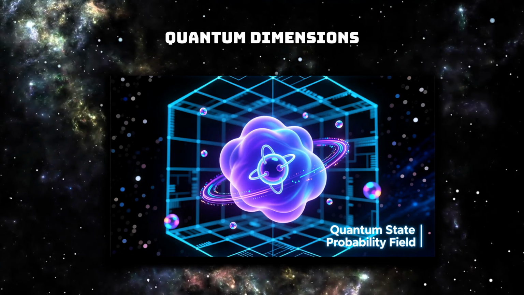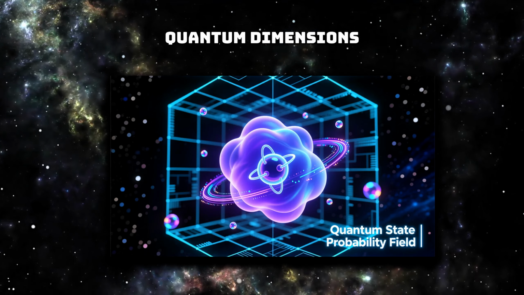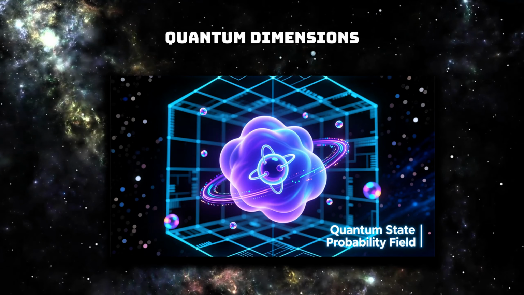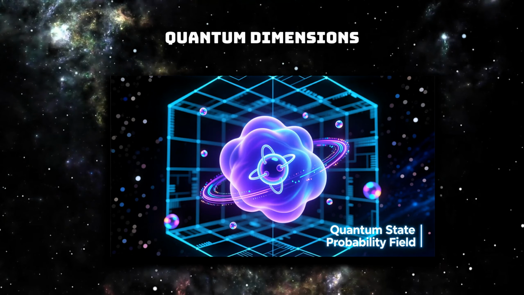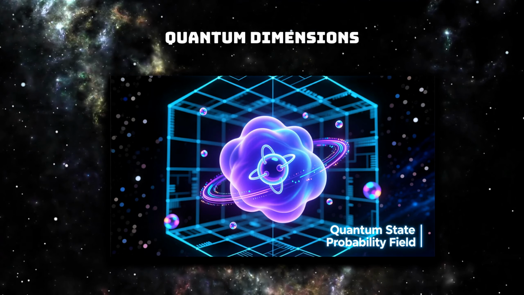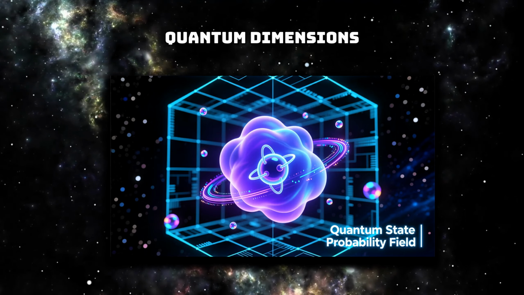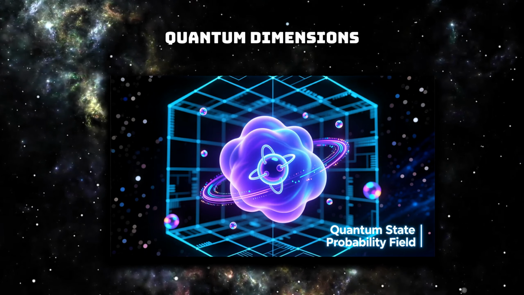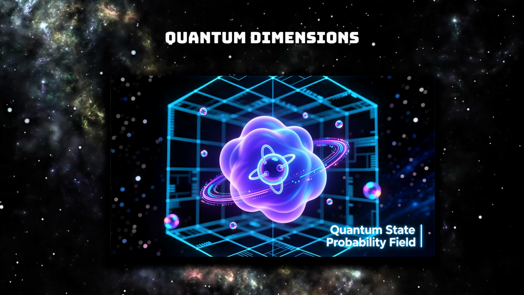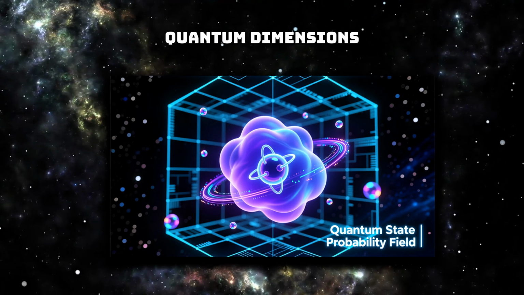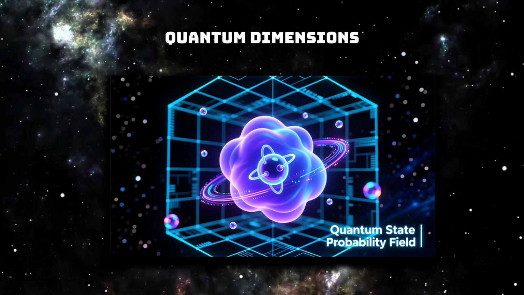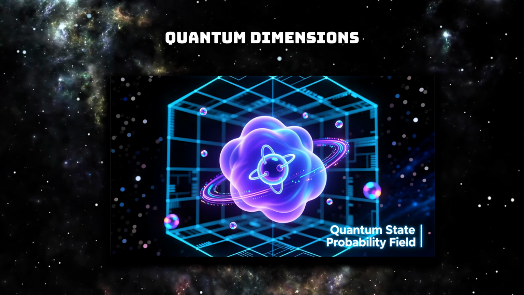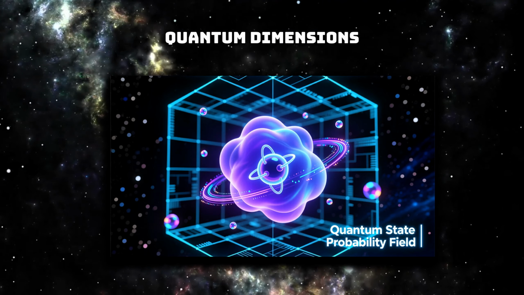Examples of quantum dimensions in action. An electron in an atom. The electron state is described by multiple quantum numbers, each adding a dimension to the Hilbert space. A quantum particle in superposition. When a particle exists in many possible positions, its wave function stretches across a high-dimensional state space.